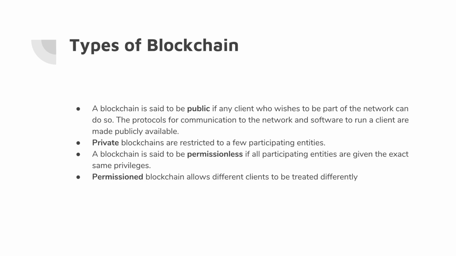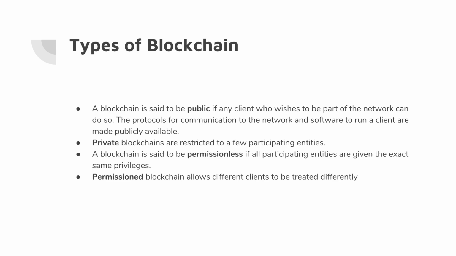Next, we look at the different types of blockchain. A blockchain is said to be public if any client who wishes to be part of the network can do so. The protocols for communication to the network and the software to run a client are made publicly available. In such blockchains, the software to run a client is usually open sourced, and anybody on the internet could download it and run a client, and since the protocols are available online, they could be part of the network. On the other hand, private blockchains are ones which are restricted to a few parties, and it is not available for anybody else to participate in the blockchain network.